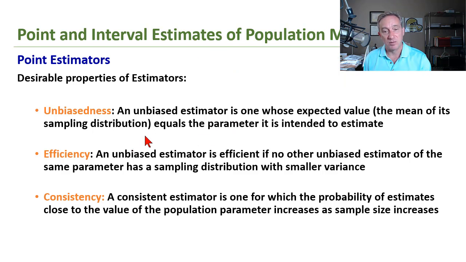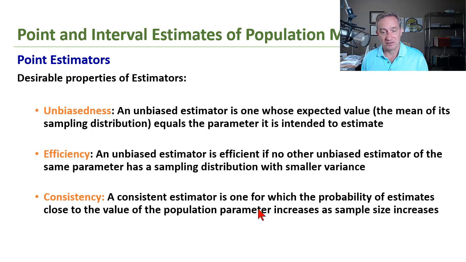So desirable properties of estimators include, of course, unbiasedness. An unbiased estimator is one whose expected value equals the parameter it is intended to estimate. Efficiency: an unbiased estimator is efficient if no other unbiased estimator of the same parameter has a sampling distribution with smaller variance. So an efficient estimator arbitrates between two unbiased estimators. If we both generate an unbiased estimator, then the efficient one is the one with the smaller variance.